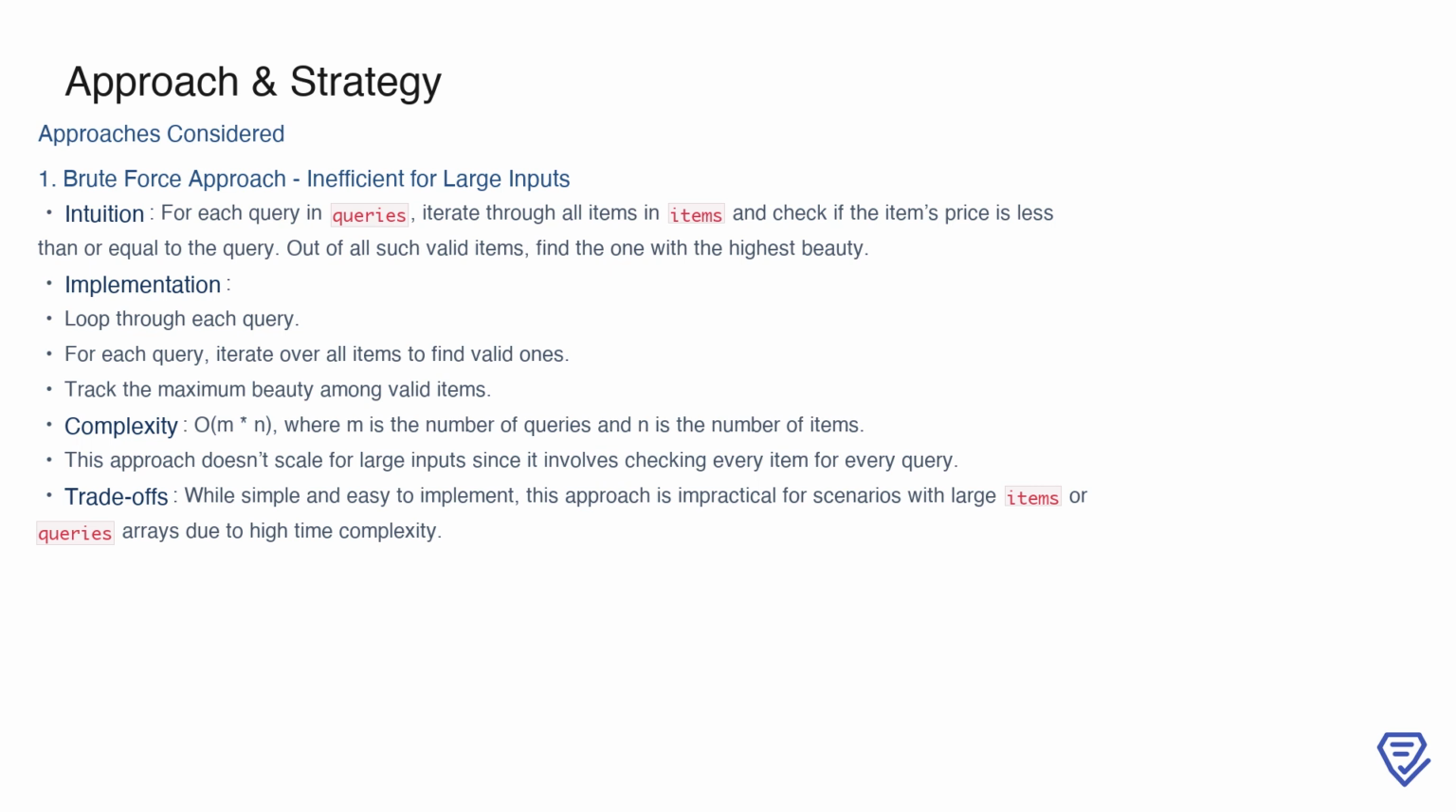The time complexity is O(m*n), where m is the number of queries and n is the number of items. This means that for each query, we examine every single item, which can be extremely slow when dealing with large datasets. While this method is straightforward, it's impractical for scenarios involving large arrays of items or queries due to its high computational cost. Therefore, we need a more efficient strategy to handle larger inputs effectively.